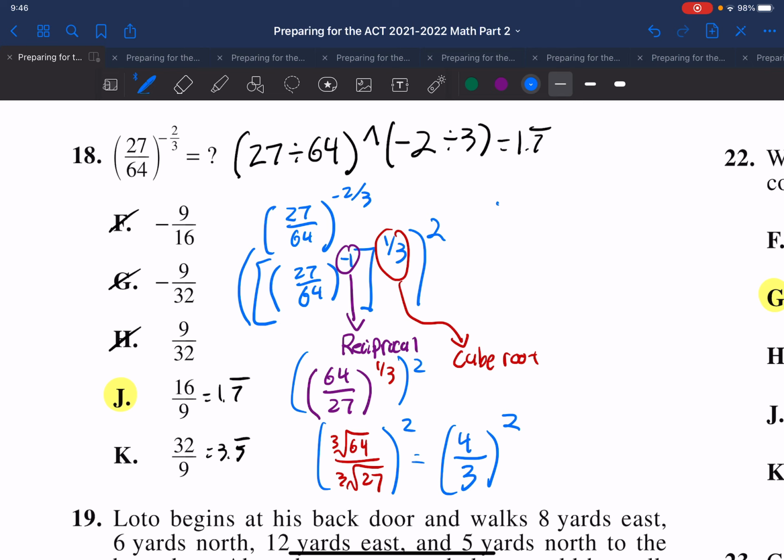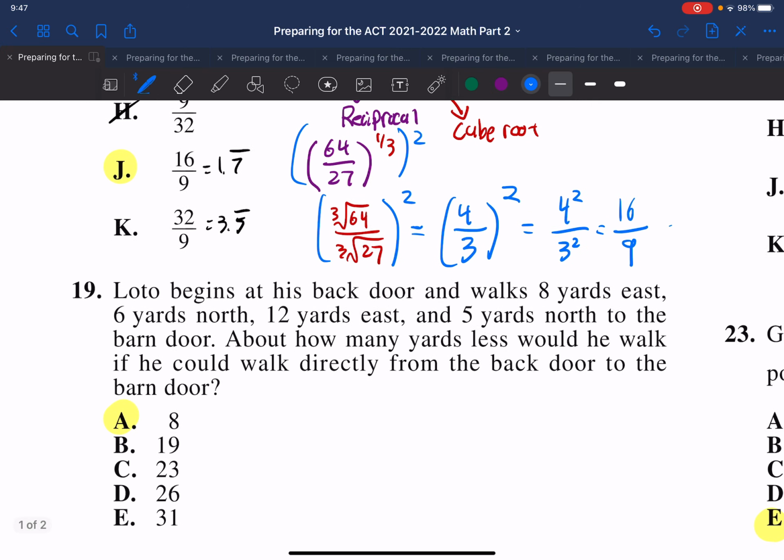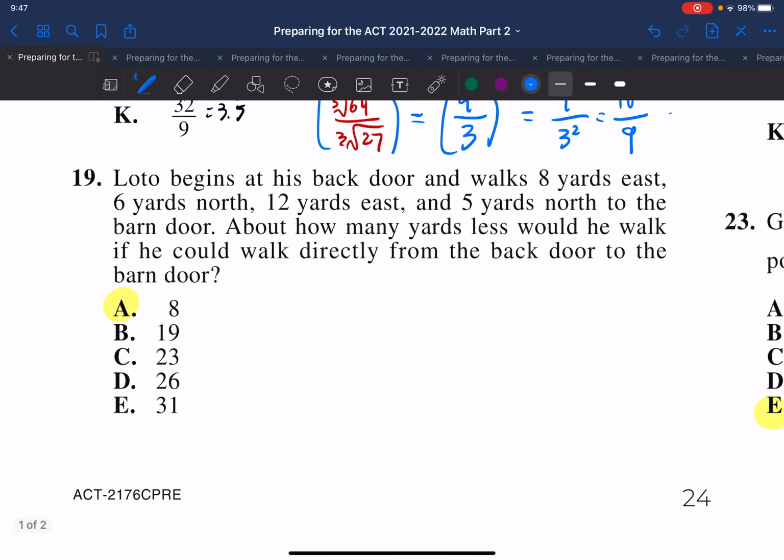So that equals 4/3, and we're squaring it, which means we get 4 squared over 3 squared, and that is 16/9. So whether you did it by calculator or whether you did it by hand, those are the reasons why J is the answer.